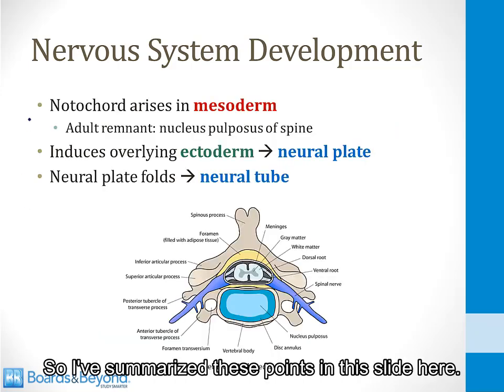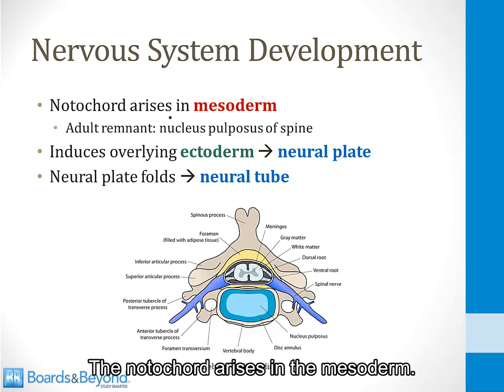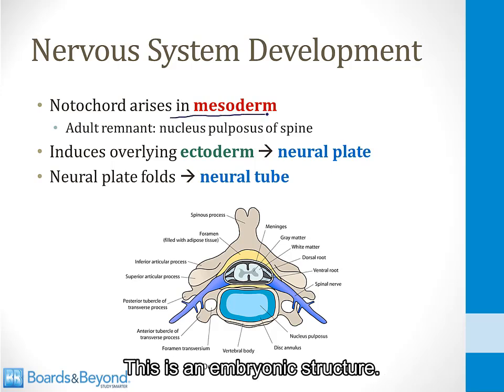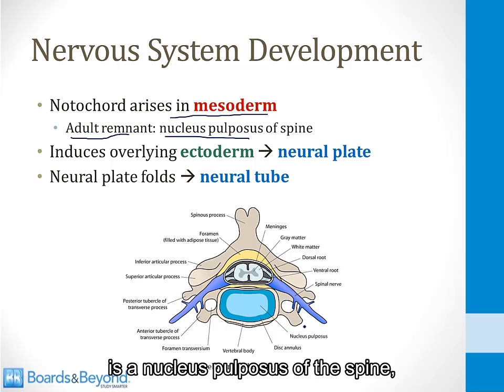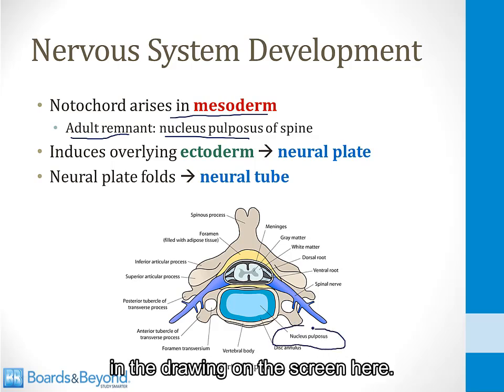So I've summarized these points in this slide here. The notochord arises in the mesoderm. This is an embryonic structure. It does not persist into adulthood. The remnant of the notochord in the adult is the nucleus pulposus of the spine, which is the structure in blue in the drawing on the screen here.